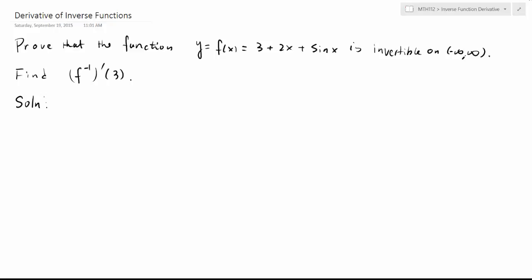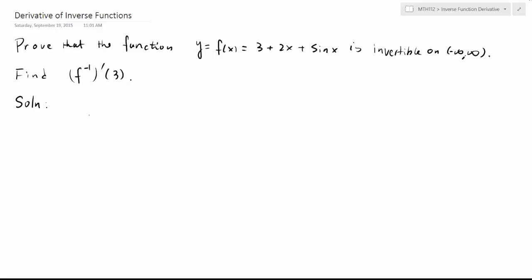If you look at this function over here, it's pretty complicated, but we talked about one technique we can use to show a function is invertible: show that the function's derivative is either positive or negative. If it's positive, then the function is increasing, and if it's negative, then the function is decreasing. So the function will be 1-to-1, and we have an invertible function.